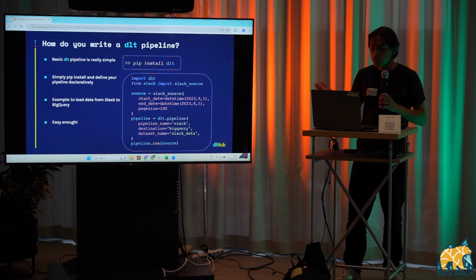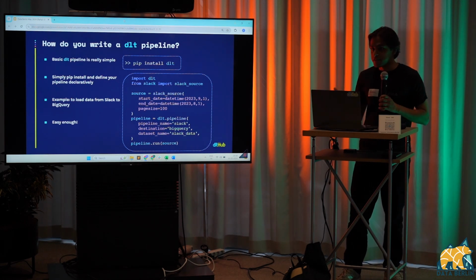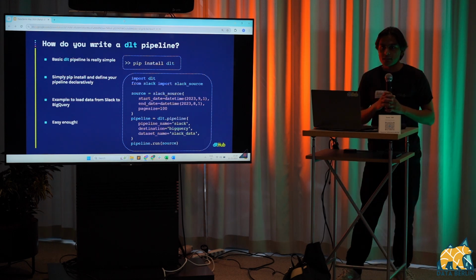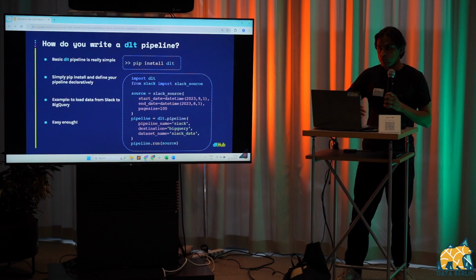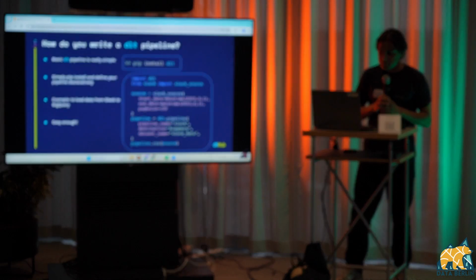So how would you write a basic DLT pipeline? Writing a simple DLT pipeline is actually really simple. It's a pip install solution, so all you have to do is just do pip install, and then you'd be ready to start writing your pipelines in a declarative way.